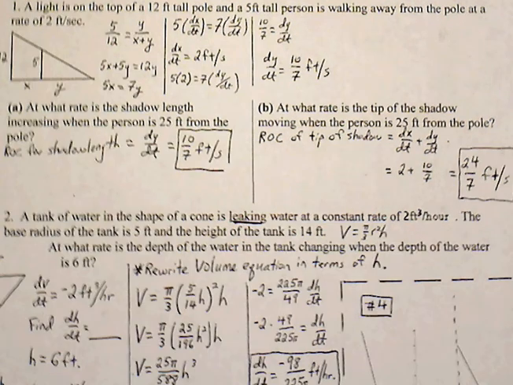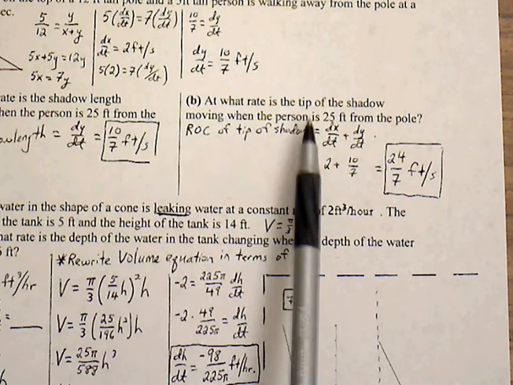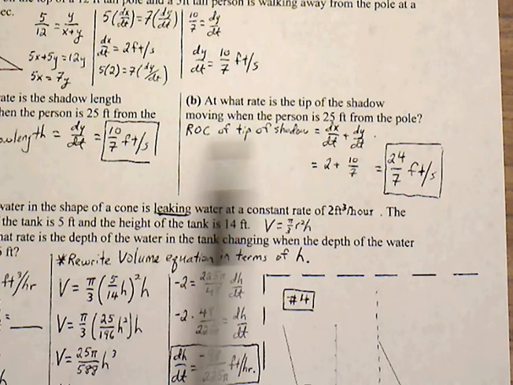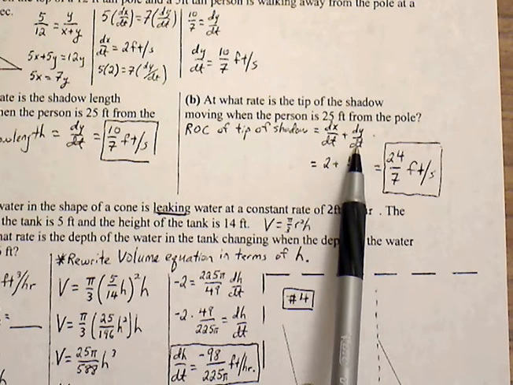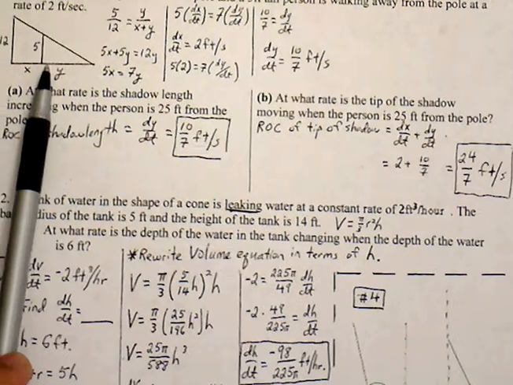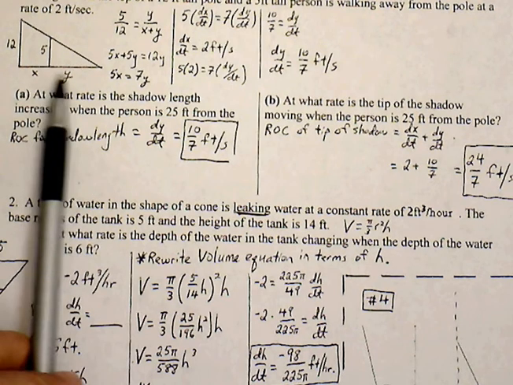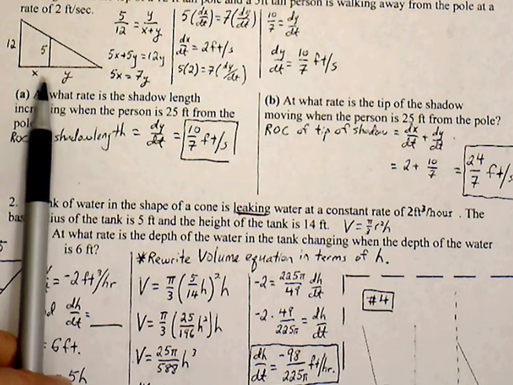So for part B, at what rate is the tip of the shadow moving? So the rate of change of the tip of the shadow is simply dx/dt plus dy/dt. So the rate at which the person is walking away, in addition to the rate at which the shadow length is increasing, both rates of change will affect the tip of the shadow moving.